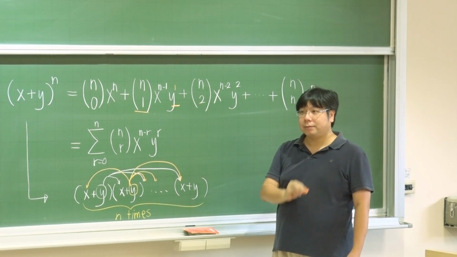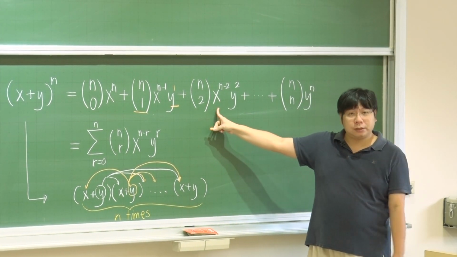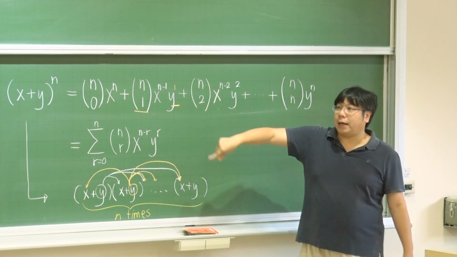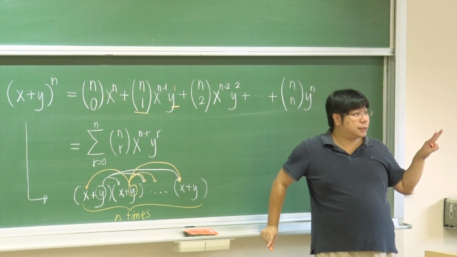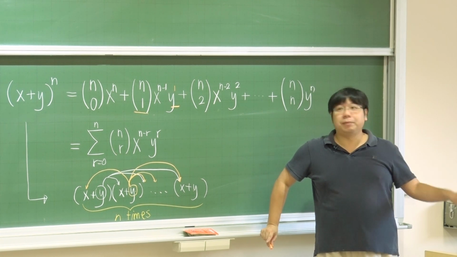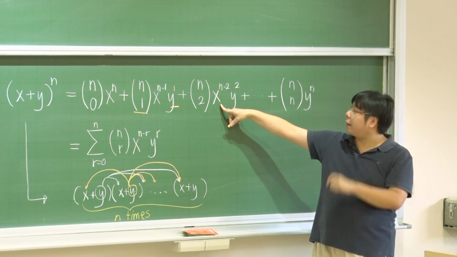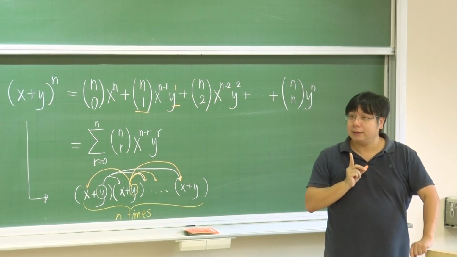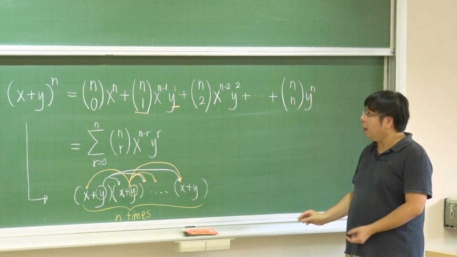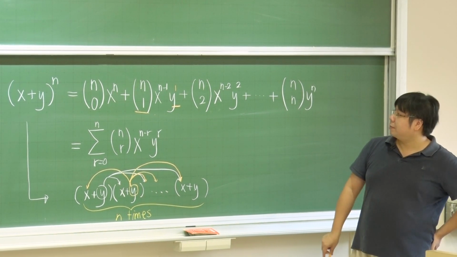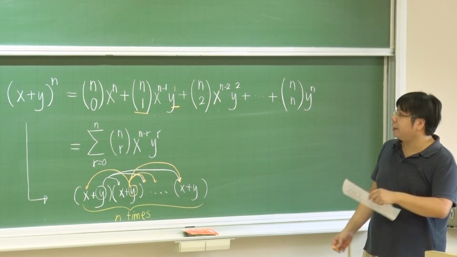Similarly, to get the term x^(n-2) y^2, among all these n terms, you want to find which 2 you should set to y, so that the remaining will be x. So there are n choose 2 ways, giving n choose 2 times x^(n-2) y^2. That's it. This is the way we can show that the binomial theorem is correct.